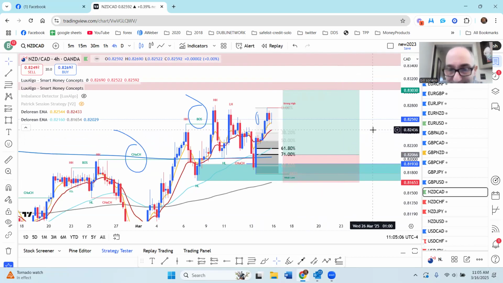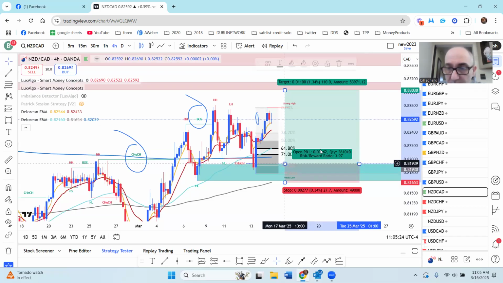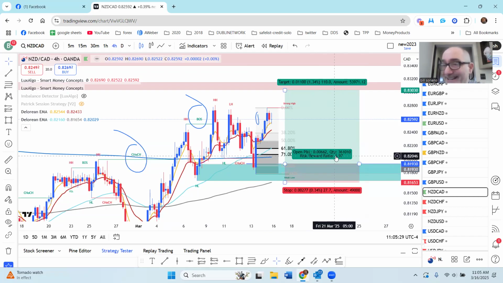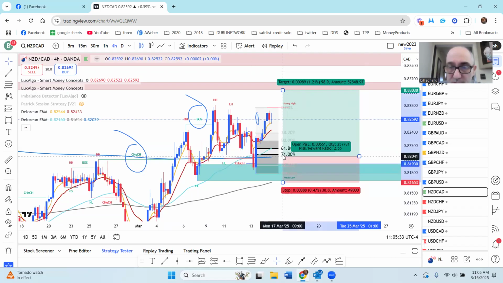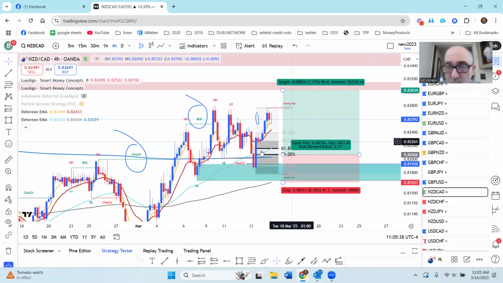Now, if for some reason that 71 wouldn't work out, then you would have to drop this all the way down to the refined 1 hour supply and demand zone. And you can see there it gives us a 1 to 1.397. But our choice for this one is the closest one to price that gives us at least a 1 to 2. So it would be the 71 here.